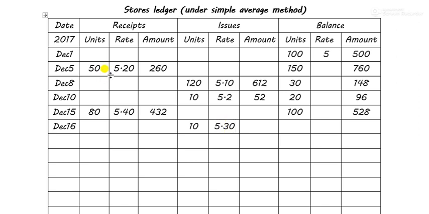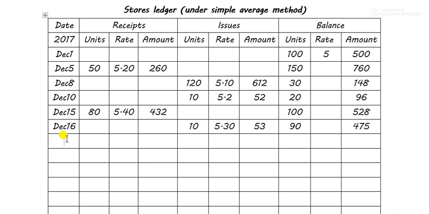If we did not have this lot, and the only lot left would be this one, then the rate of shortage would be 5.40. So this is a very logical method. If you see, now the units left are 90 and the amount is 528 minus 53, which is equal to 475.